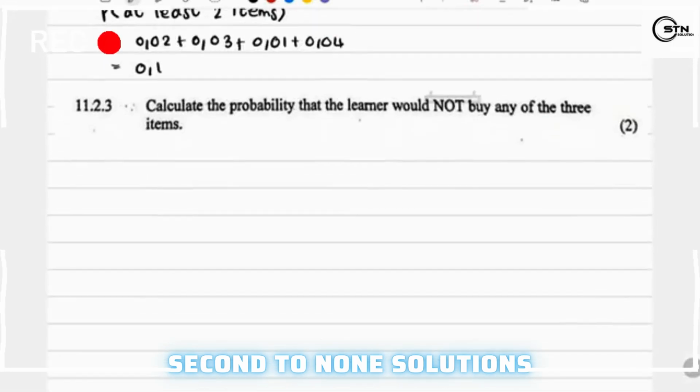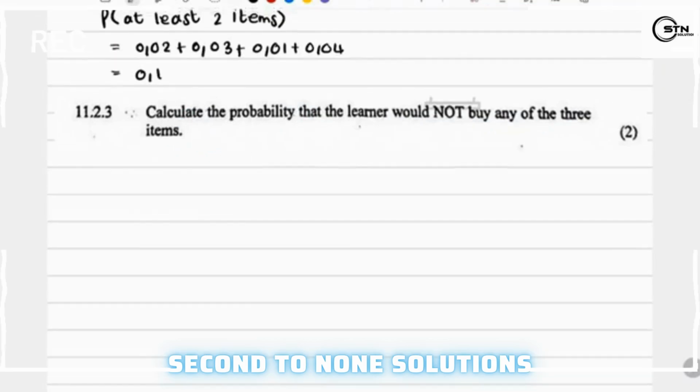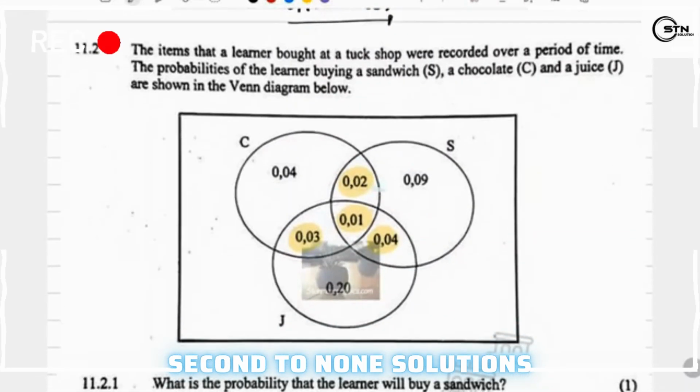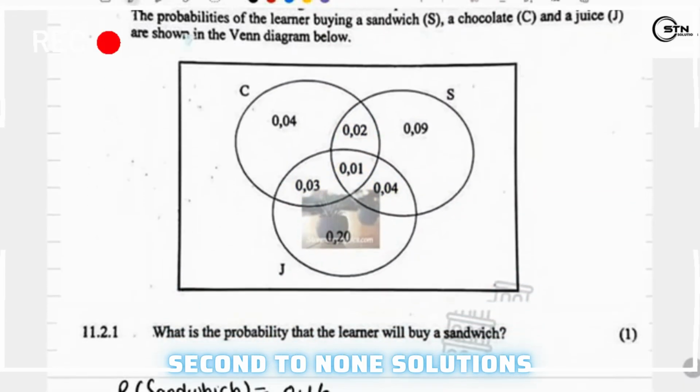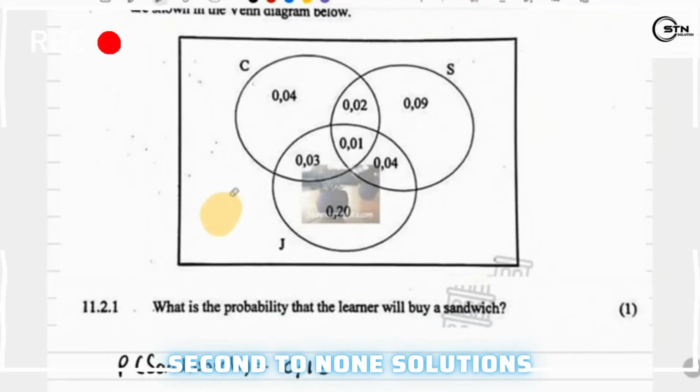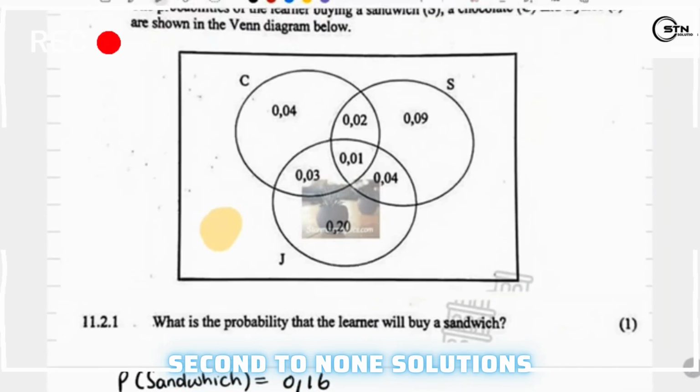Then we're on the last question in this Venn diagram, and 11.2.3 says, calculate the probability that the learner would not buy any of the 3 items. So the only items we have are the 3 items. So if we're finding the probability that the learner will not buy any of the 3 items, we will be finding the probability that is outside the circles. Okay, because this would be people who didn't buy any of these. So how do we actually find them?